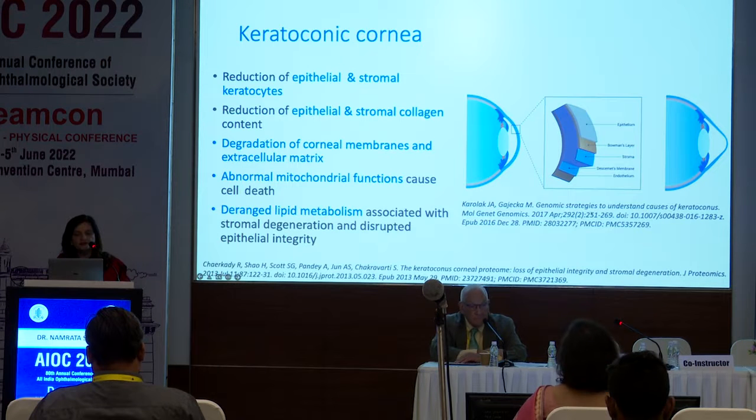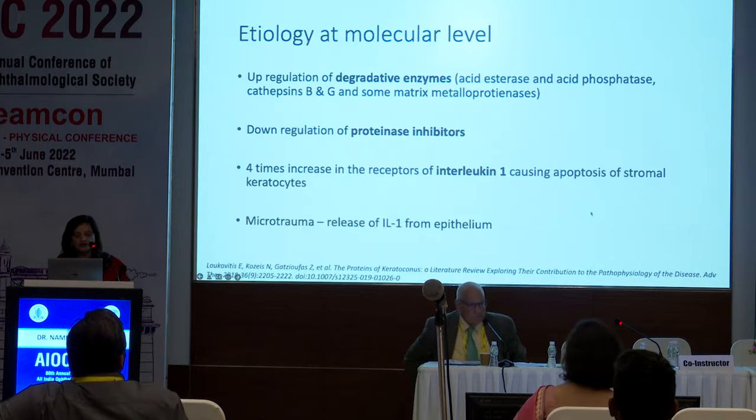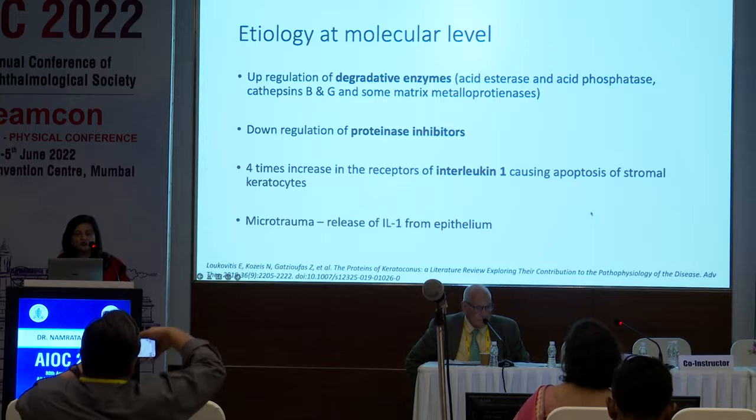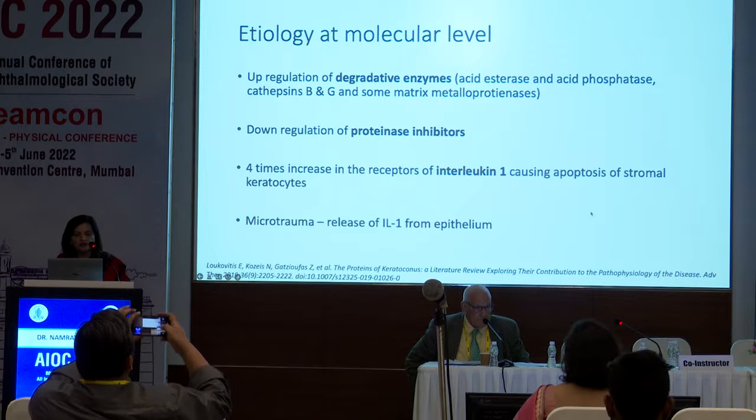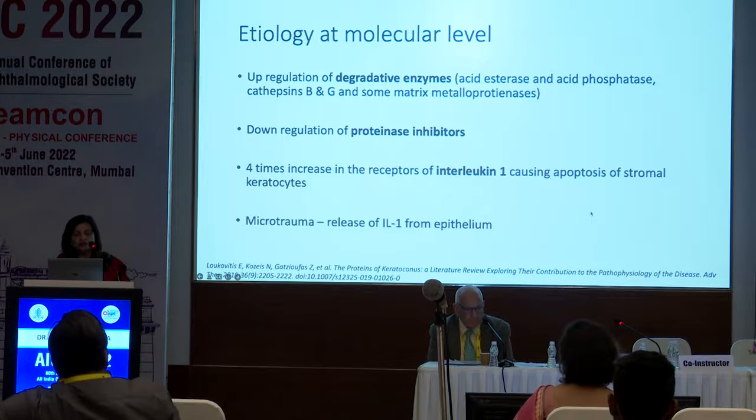There is reduction of epithelial and stromal keratocytes. At the molecular level, there is reduction of epithelial and stromal collagen content, degradation of corneal membranes and extracellular matrix, abnormal mitochondrial functions, and even deranged lipid metabolism. There is upregulation of the degradative enzymes, which is expected, and downregulation of the proteinase inhibitors. A 4 times increase in the receptors of interleukin-1 occurs, which causes apoptosis of the stromal keratocytes, and microtrauma also releases interleukin-1 from the epithelium.